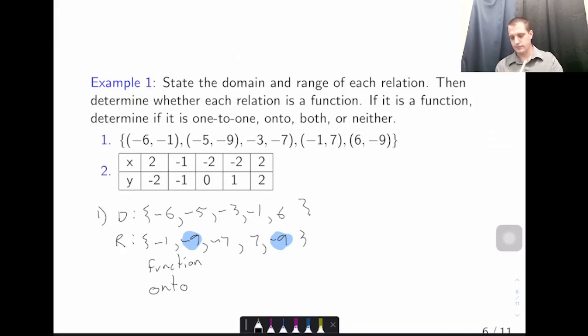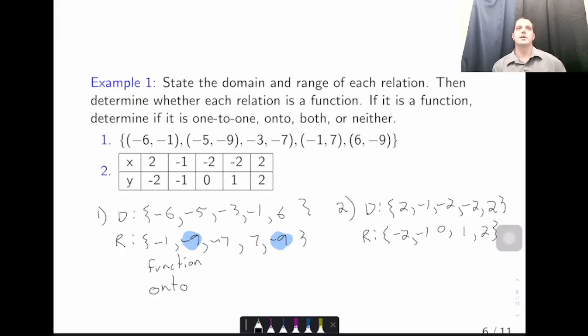Okay, number 2. All right, so in a way, for number 2, we can say that our domain is exactly what we have here. They have it broken up for us in this t-table. So our domain is all of the x's that we see there: 2, -1, -2, -2, and 2. And then our range is going to be all the y's, which is -2, -1, 0, 1, and 2.